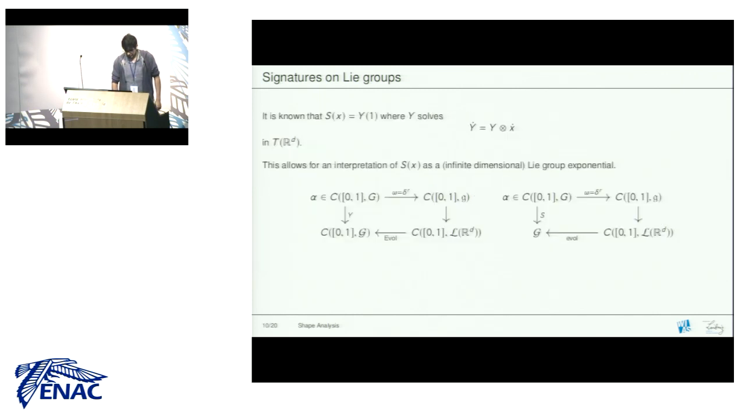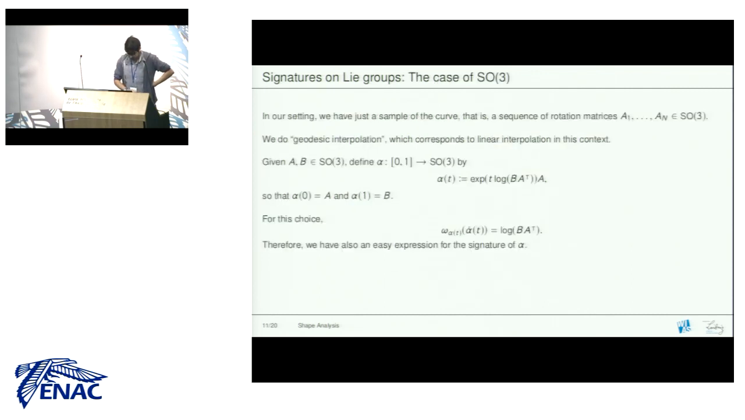Right. Just one second comment. You know that the signature is actually the time one flow map of a certain non-commutative differential equation controlled by x. So you have this diagram which tells you that essentially S of x is some sort of Lie group exponential, infinite dimensional Lie group exponential. Right. But I don't want to go into this, so I just briefly mentioned.